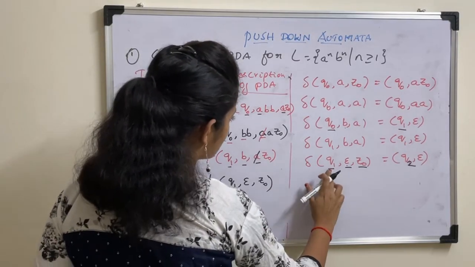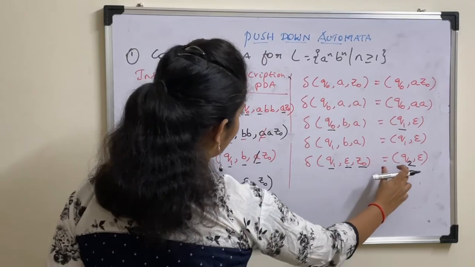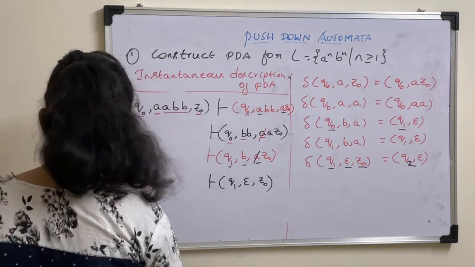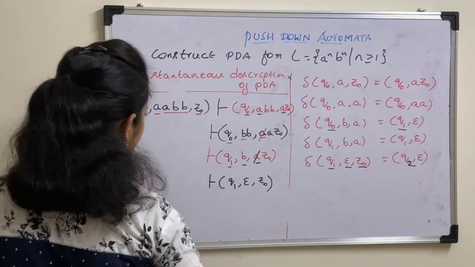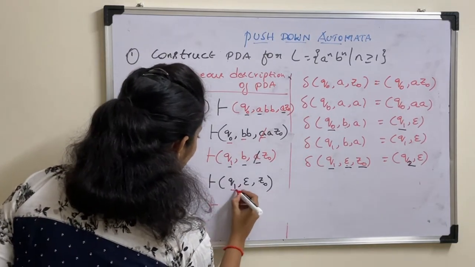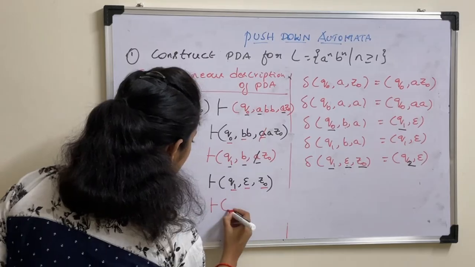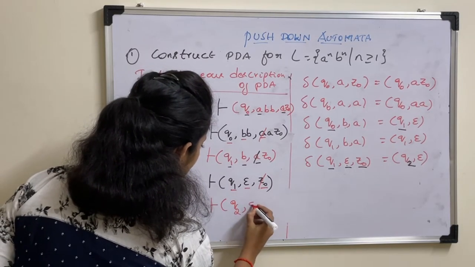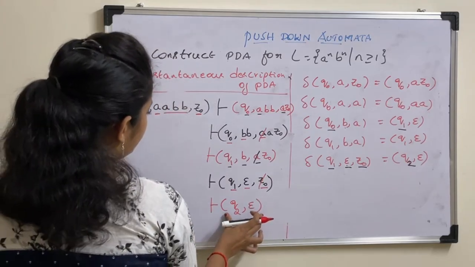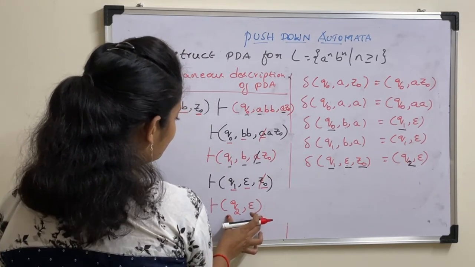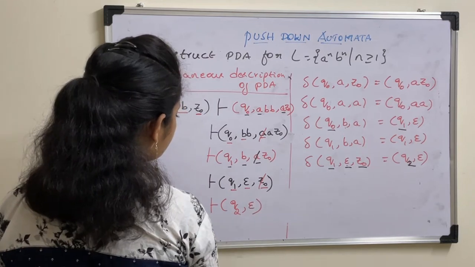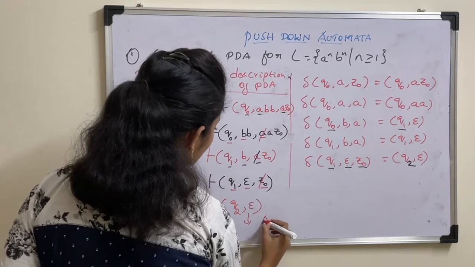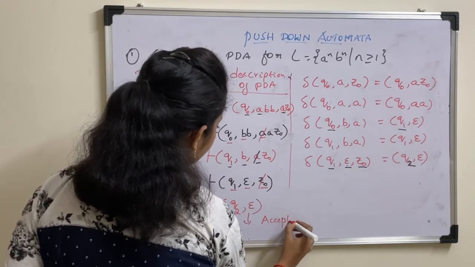This is the last case, Q1, epsilon, Z0. That means you need to change the state and pop the stack element also. So Q1, epsilon, Z0 means change state to Q2 and pop this Z0 as well, so that your stack will be empty. And now this is your final state, which indicates that the string is accepted by the PDA.